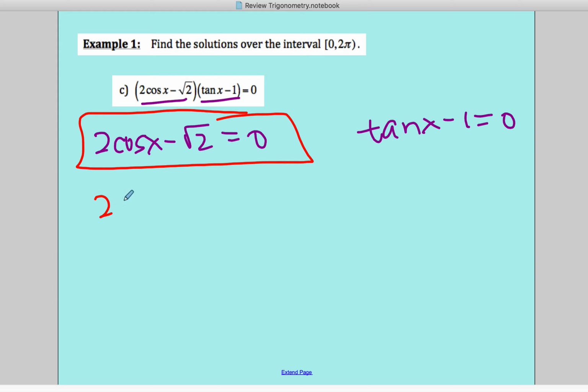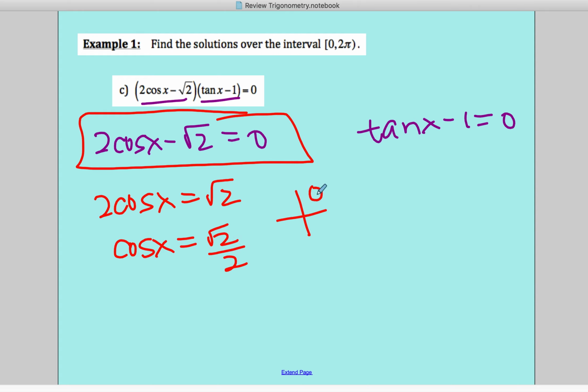Now that you've paused it, we got 2 cosine of x equals square root of 2. And then we got cosine of x equals square root of 2 over 2. So my cosine is positive in quadrant 1 and quadrant 4. If you look for square root of 2 over 2, it is your 45-degree angle. So x is equal to pi over 4. And then in quadrant 4, it would be 7 pi over 4. Okay, there are my answers for that one.